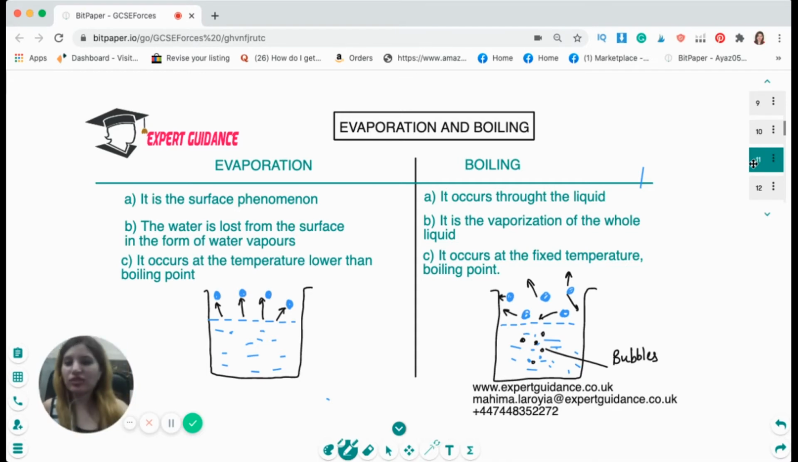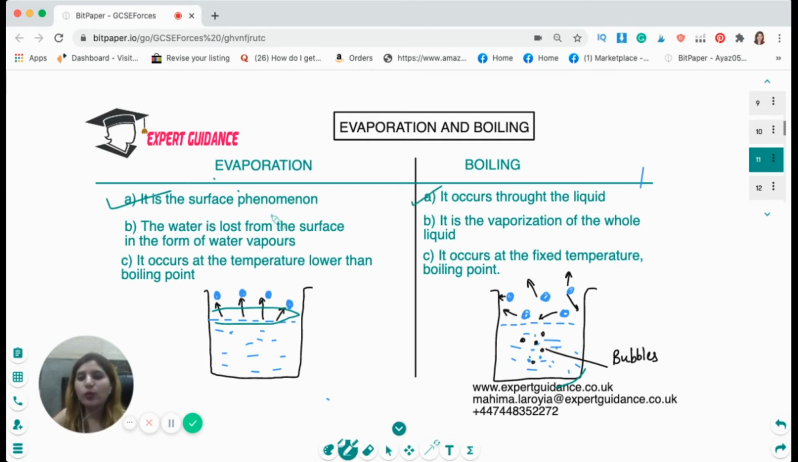All right. Okay, now let's move on to the difference between the two concepts. What is evaporation and what is boiling? Now, students say evaporation is same, boiling is same. But if you look at the two diagrams clearly, in evaporation, the particles just at the surface are evaporating and leaving the liquid. So evaporation is a surface phenomenon. But if you see the boiling, the bubbles are made throughout the liquid. So it occurs throughout the liquid.